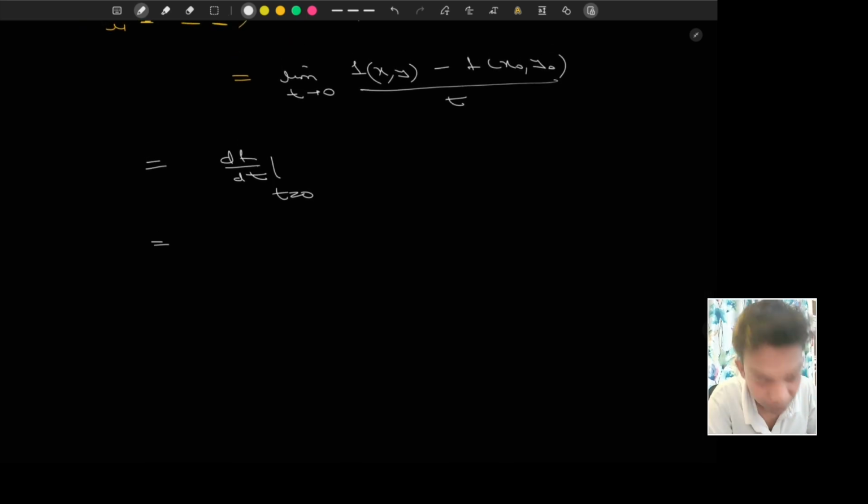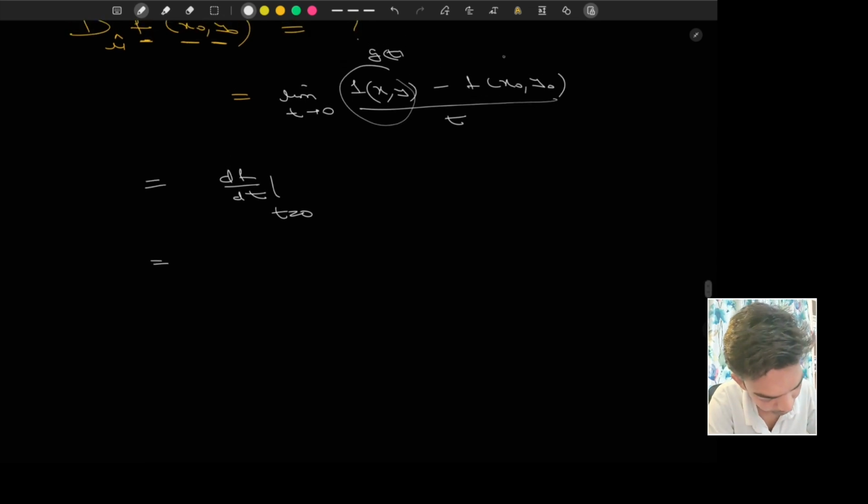Now, because this is just a function of t, some function of t, you can also represent this as g of t, and this is nothing but g prime of t at t equal to 0.